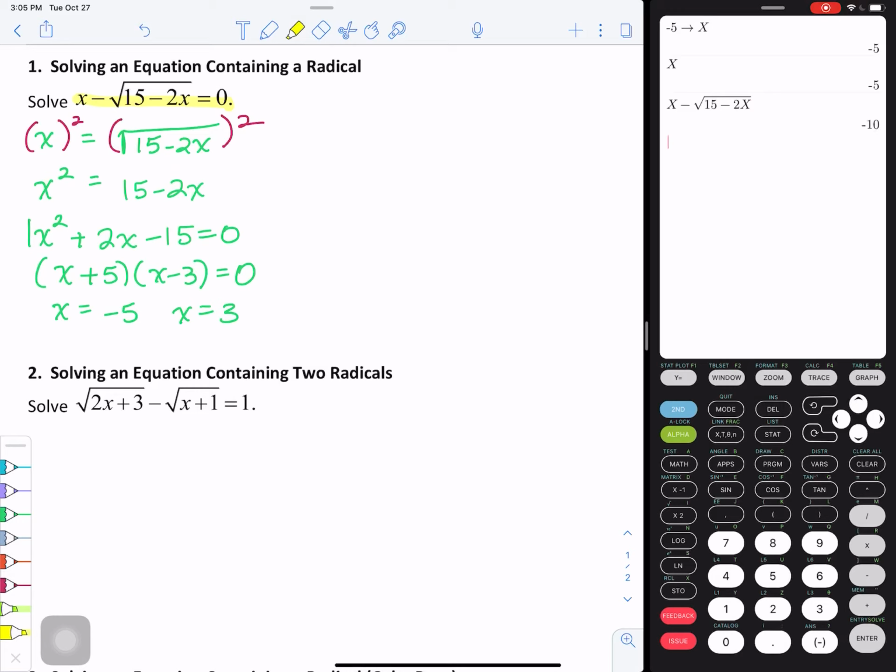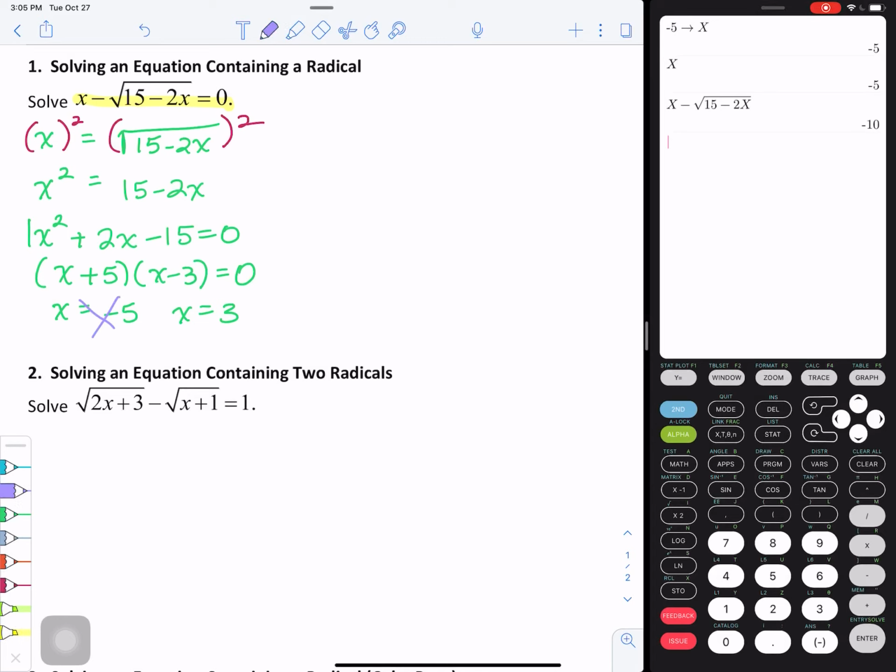And we get a negative 10. And so no, this does not make that true. That doesn't really look right. Negative 5, negative, yep, negative 10. Okay, so that is not equal to 0. So we have to throw this solution out.